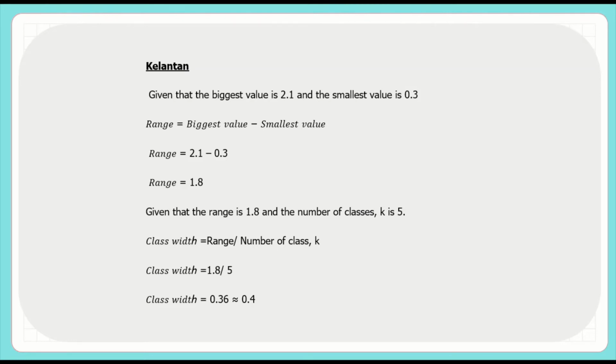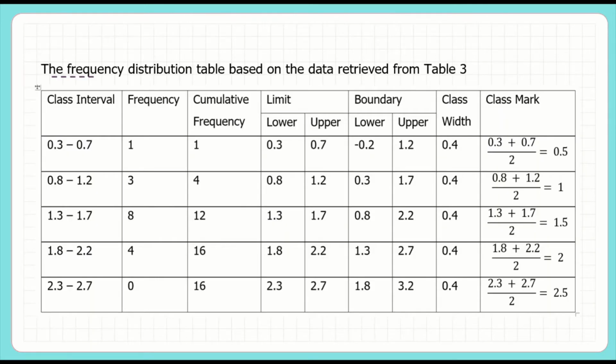Now, as for the last state, which is Kelantan, the obtained range is 1.8, and the obtained class width is 0.4. The next slide here shows the frequency distribution table based on the data that we retrieved from table 3.